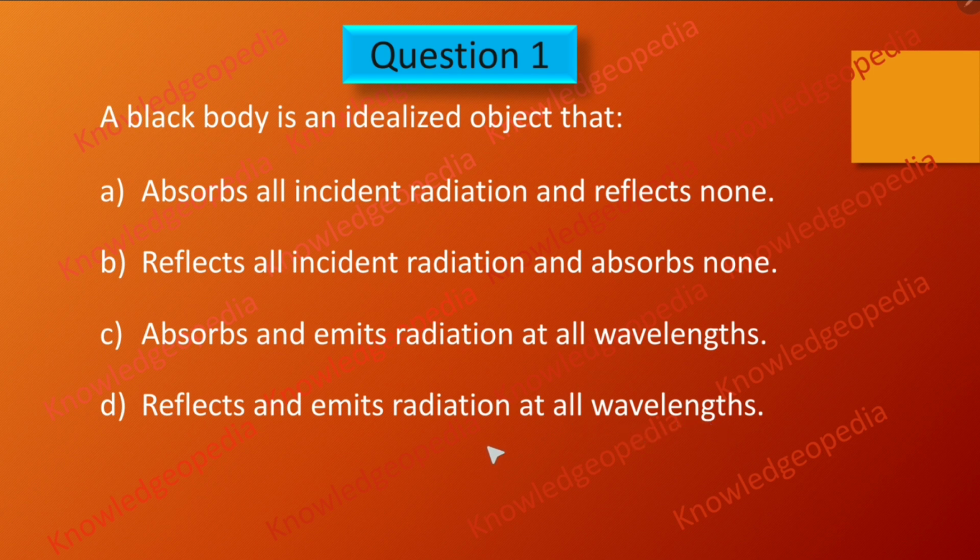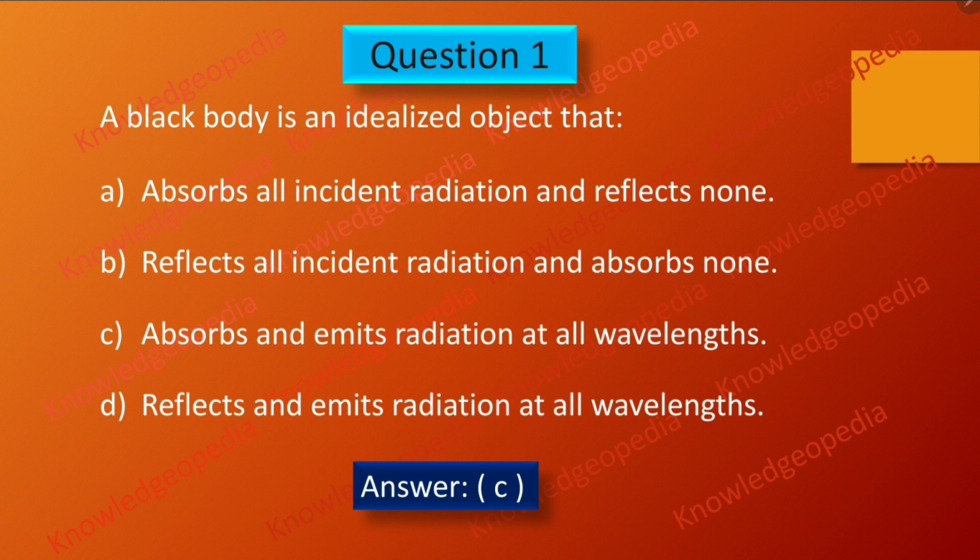At this point, I would like to suggest that before listening to the answer, please pause the video and try to solve this question by yourself. Once you are done with your answer, then you can verify it. The correct option for this question is C, that is, a black body is a body which absorbs and emits radiation at all wavelengths, because it is a good absorber and good emitter.